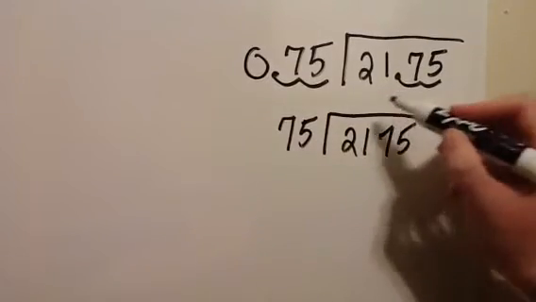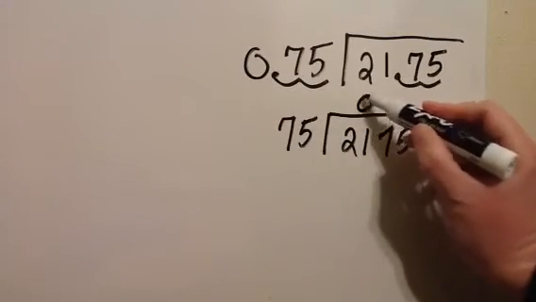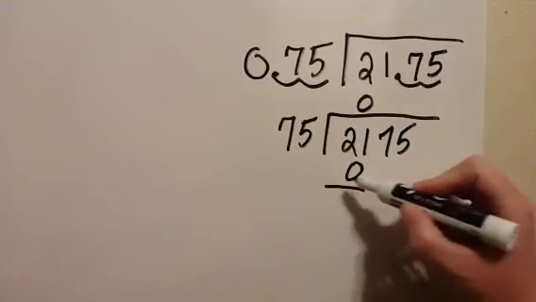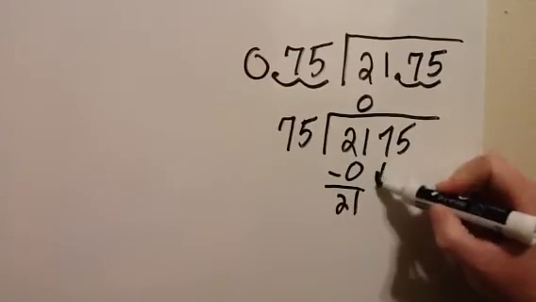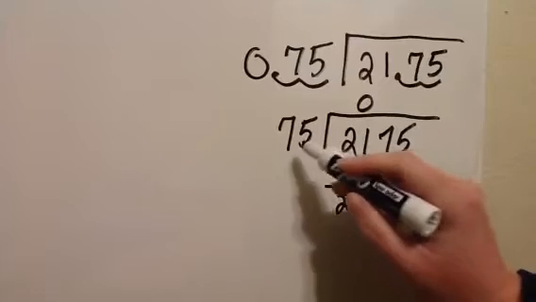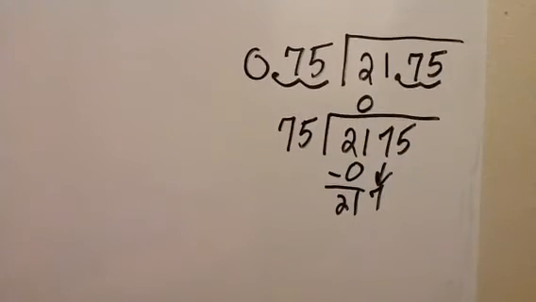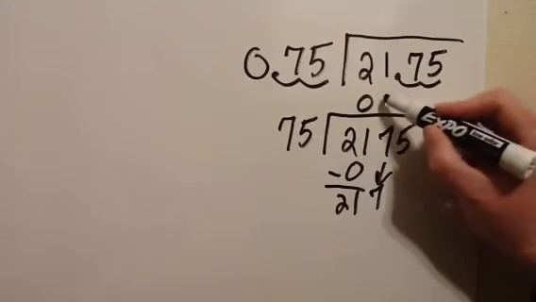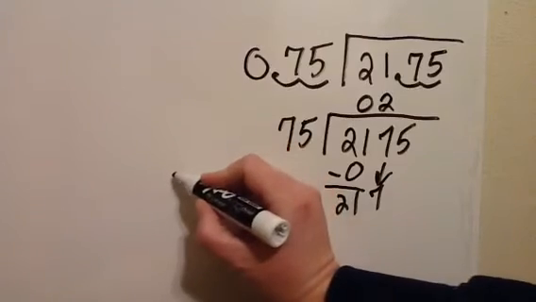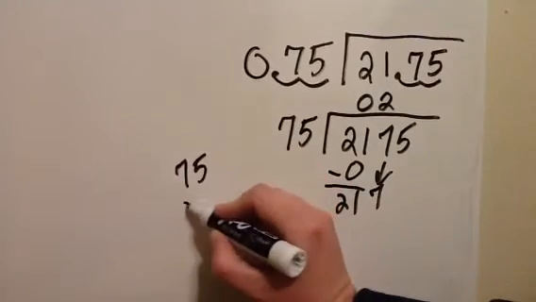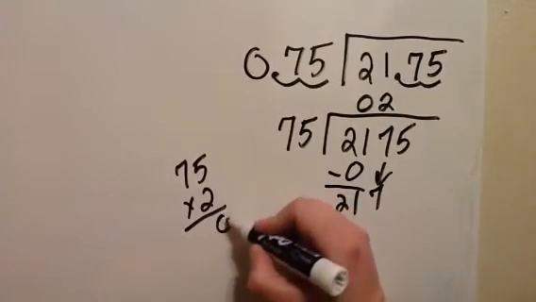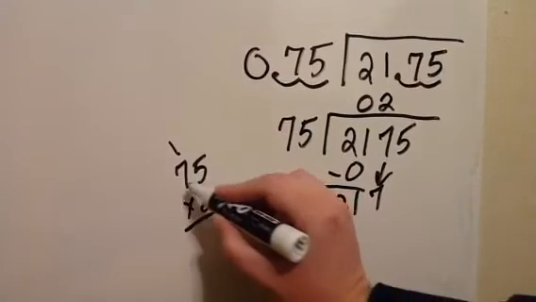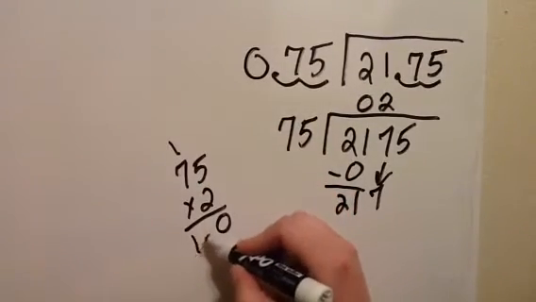So we can't divide 75 into 21, so I'm going to put a 0 here. 21 minus 0 is going to give us 21, and we're going to bring down our 7. So now we're going to divide 75 into 217, and we're going to do that 2 times, because if we multiply 75 times 2, 2 times 5 gives us 10. Carry the 1. 2 times 7 gives us 14, plus 1 is 15.